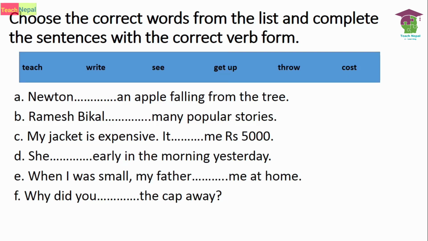Ramesh Bikal is a writer. Then what can be the verb form? Right. Yeah. So Ramesh Bikal, and what is the past form? Past form wrote. Ramesh Bikal wrote many popular stories. Number C, my jacket is expensive. It did me Rs 5,000.